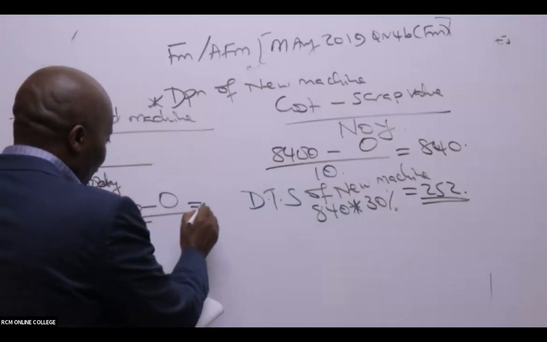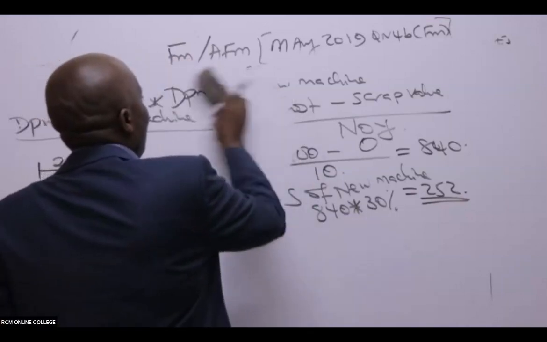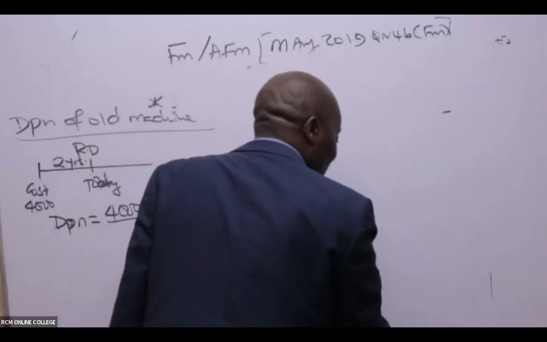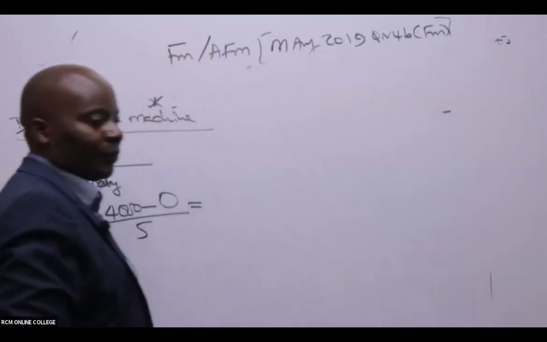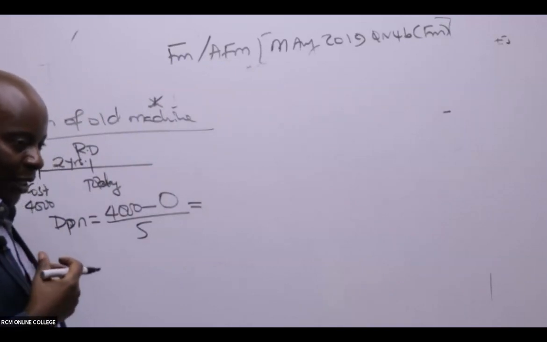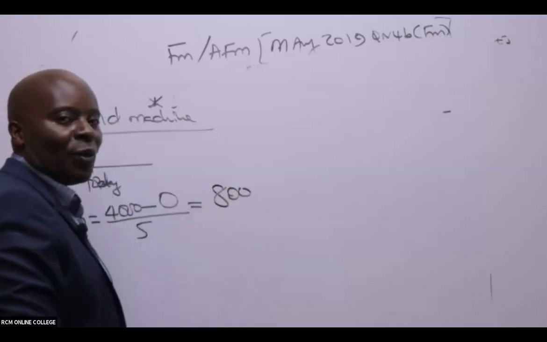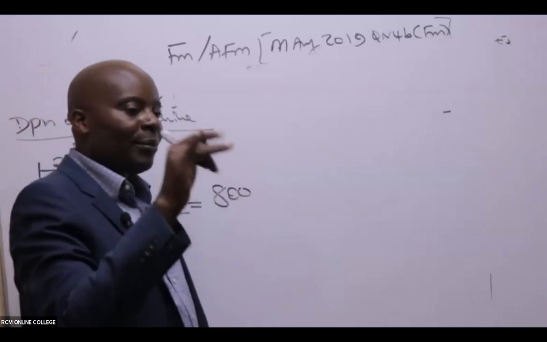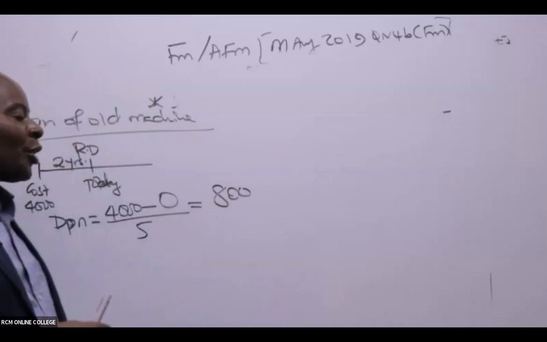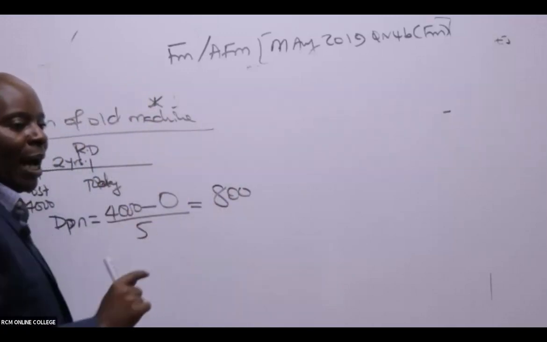Are you able to give me this depreciation per annum? Depreciation per annum, 800. There is a ninja saying they can't hear Mwalimu. What you need to do is to tell them to get out of the meeting, and then they come back. So remember, this is per annum.